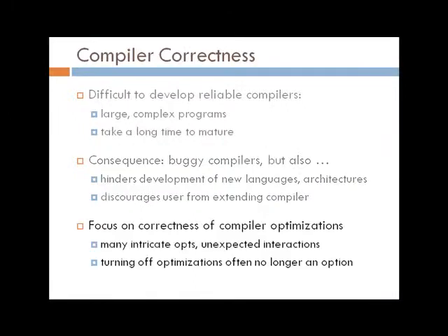The work I'm presenting here focuses on the correctness of one of the most error-prone components of a compiler, its optimizations. Mature compilers have many intricate optimizations, which can interact in unexpected ways. It's very difficult to account mentally for all these interactions, or to even create test cases for all of them. Furthermore, increasingly many systems rely on compiler optimizations for good performance. For example, in JIT-based systems like Java, C#, and now even JavaScript, optimizations are critical for good performance. As a result, disabling optimizations to increase reliability is often no longer an option.